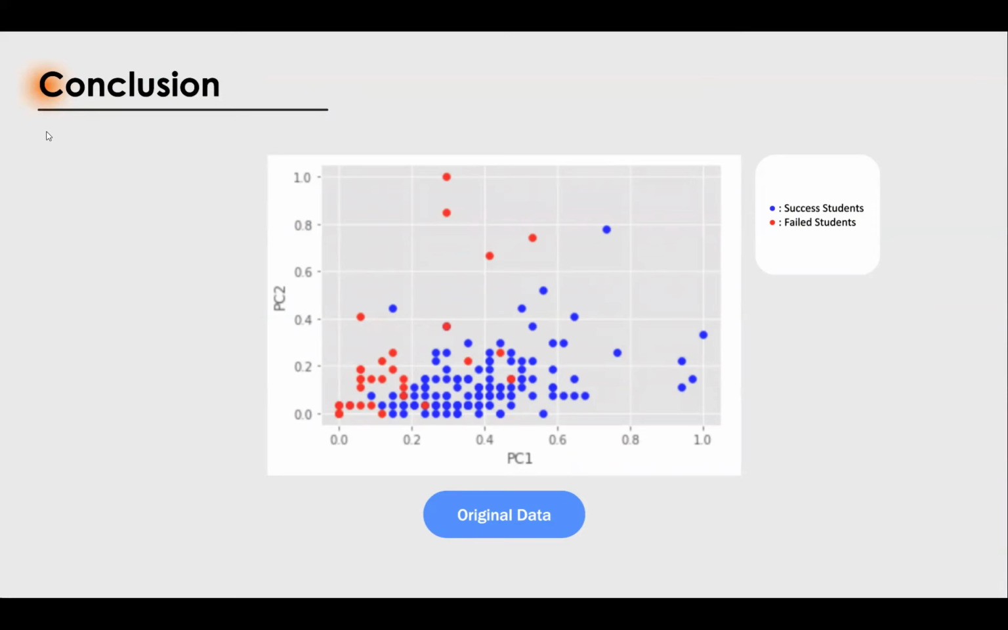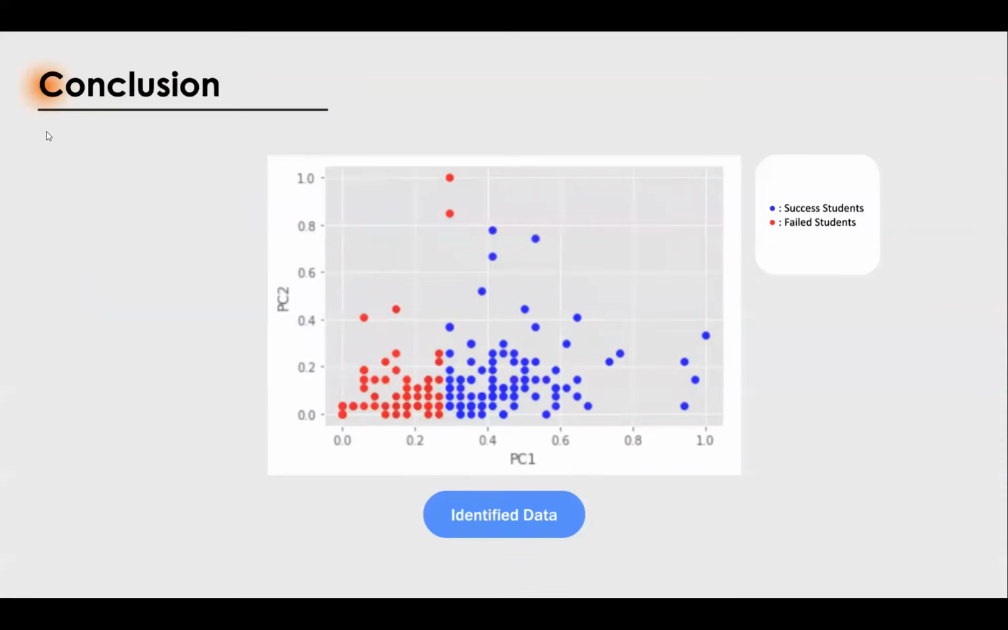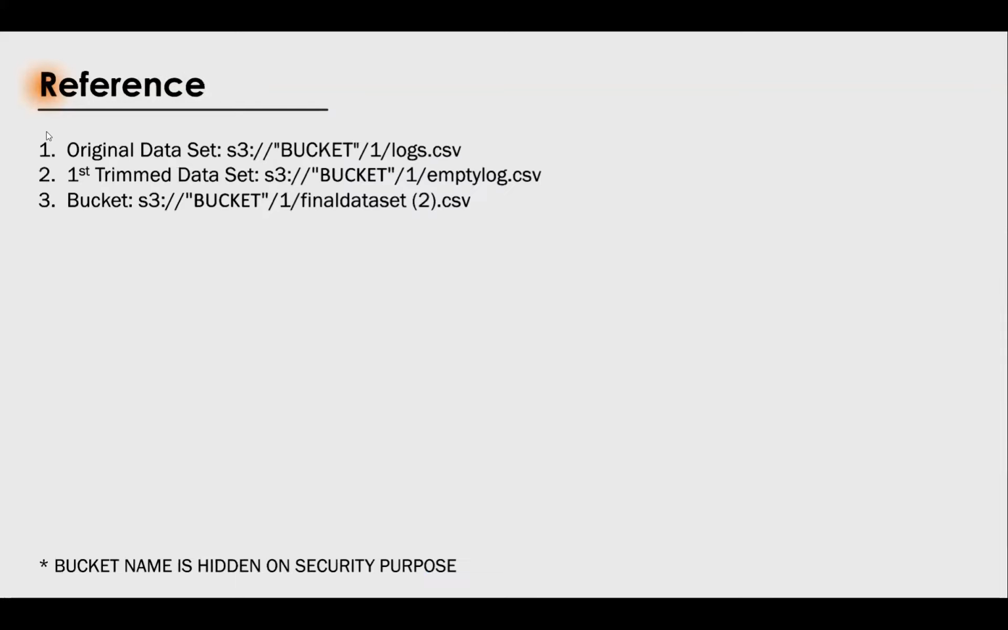By comparing the original data to the identified data, we can say that the number of checking epilogues and the number of stack accesses would be the main factors that can affect the students' completion in the game. Therefore, we can conclude that there is a strong relationship between students' decision behavior and completion of the game.